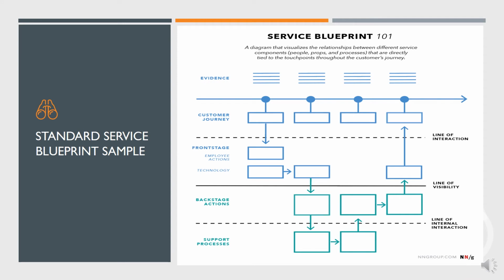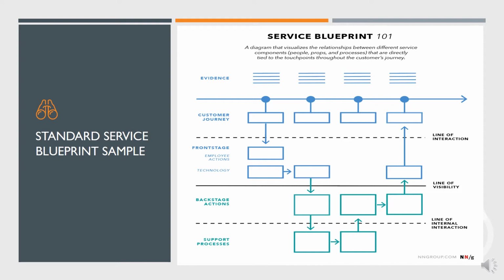As mentioned earlier, a service blueprint is a diagram that visualizes the relationships between different service components that are directly tied to the touch points throughout the customer's journey. So here are the five key elements. So the evidence, this element includes locations like a physical store or the company website. Next is the customer journey or customer action. So these are steps, choices, activities, and interactions that the customer performs while interacting with the service to reach a particular goal.